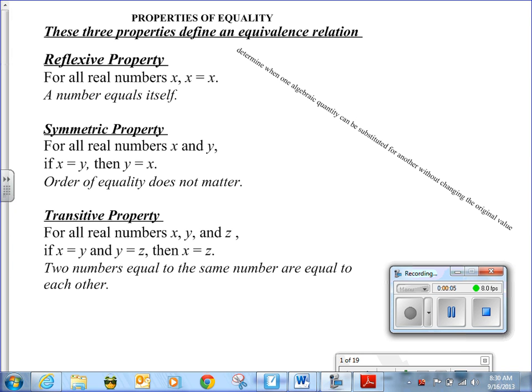Today we're going to talk about some additional properties that are going to help us when we're solving expressions, and even further down the line whenever we get into systems of equations and solving equations in our algebra class. So here you have three properties listed here, and go ahead and take a look at it. This is at the top of your notes.